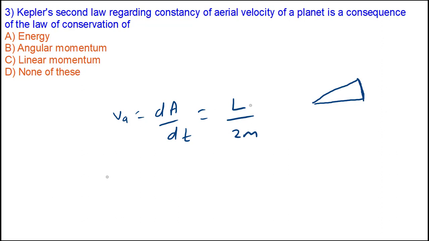Now in case of planetary motion, L is constant. We have seen the previous case. So as long as L is constant, this is constant. So this constancy of the aerial velocity is a consequence of the law of conservation of angular momentum. So angular momentum is conserved. So this is the answer.